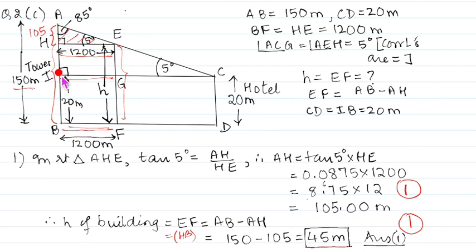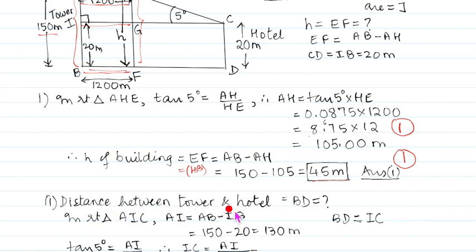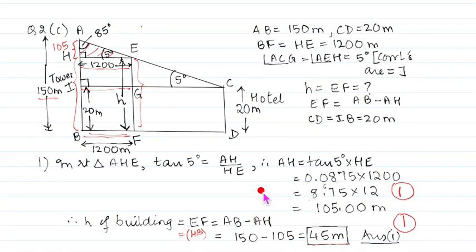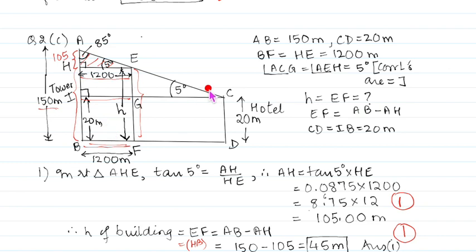Now you could also do it this way over here, but it is going to be a little annoying and you are going to find it a little tedious. So let's stick to this method. Now we have to find the distance between the tower and the hotel. The distance between the tower and the hotel is this.